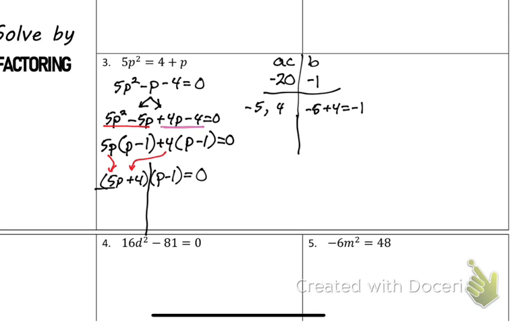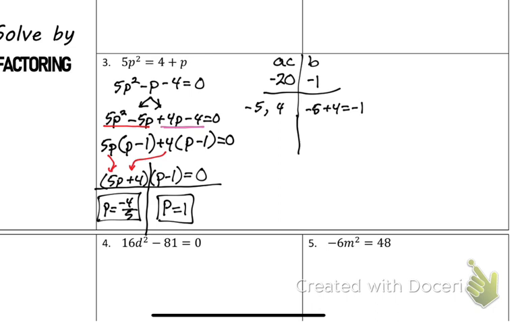I'm going to shortcut this a little bit. If you want to write your equations, awesome. I'm going to note that either p minus 1 equals 0. If that's the case, p would have to equal 1. Or 5p plus 4 equals 0. If that's the case, I would need to subtract a 4 and divide by 5, meaning that p would have to equal -4 over 5. And that'd be it. That'd be our factoring.